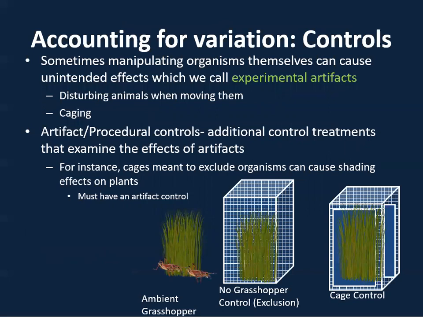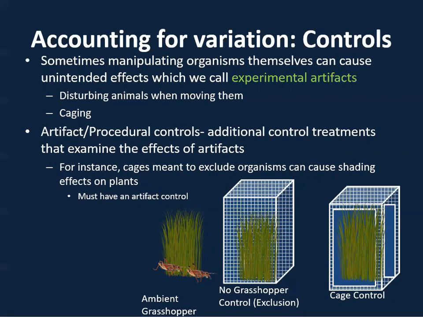So in accounting for variation with controls, some manipulated organisms themselves can cause unintended effects, which we call experimental artifacts, like disturbing animals when you move them or caging something. An artifact or procedural control can be additional control treatments that examine the effect of the artifacts. For example, cages meant to exclude certain organisms can cause a shading effect on plants, which must have an artifact control.